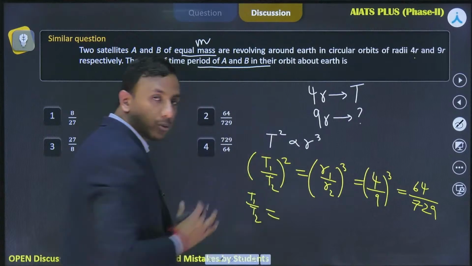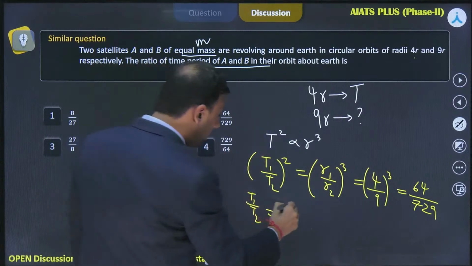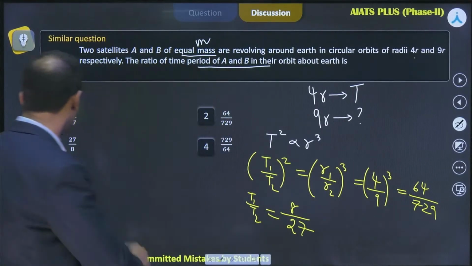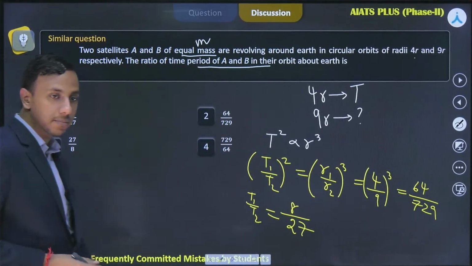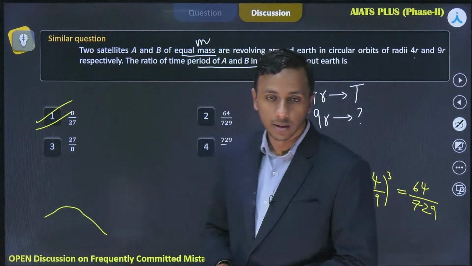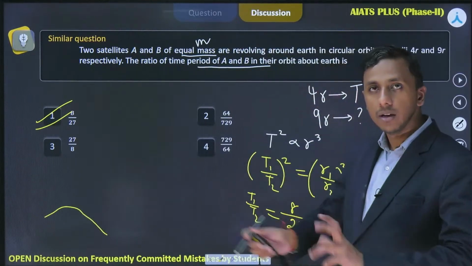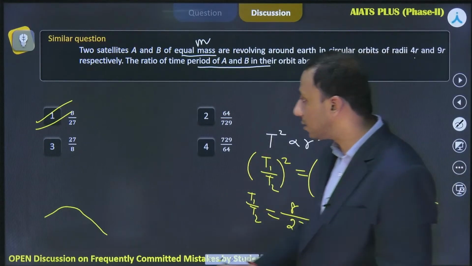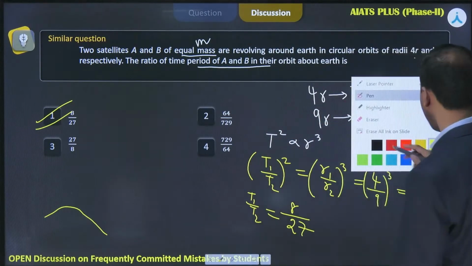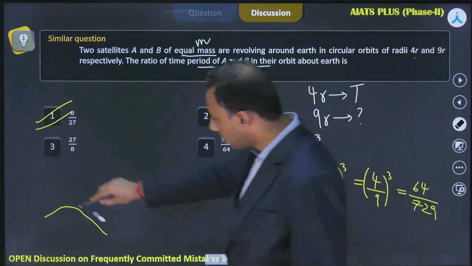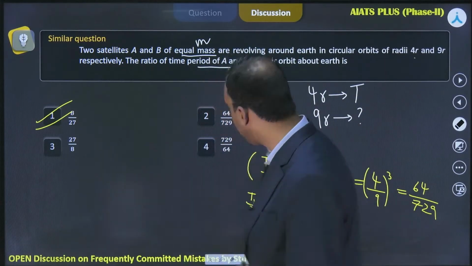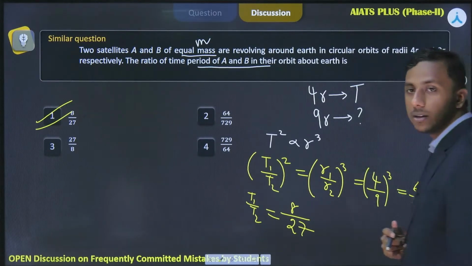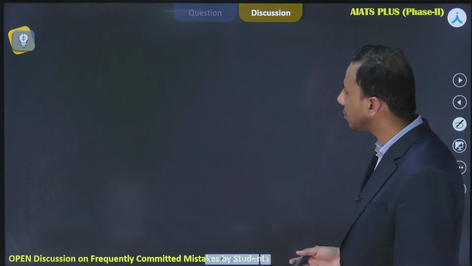You have to take square root. Square root 64 is 8, and that one is 27. So 8 by 27 is the answer, right? So that way, different formulae, etc., they are being connected like this. Okay, so you can remember things like this. Very well. So I hope everyone has understood, right? Gravitation, right?